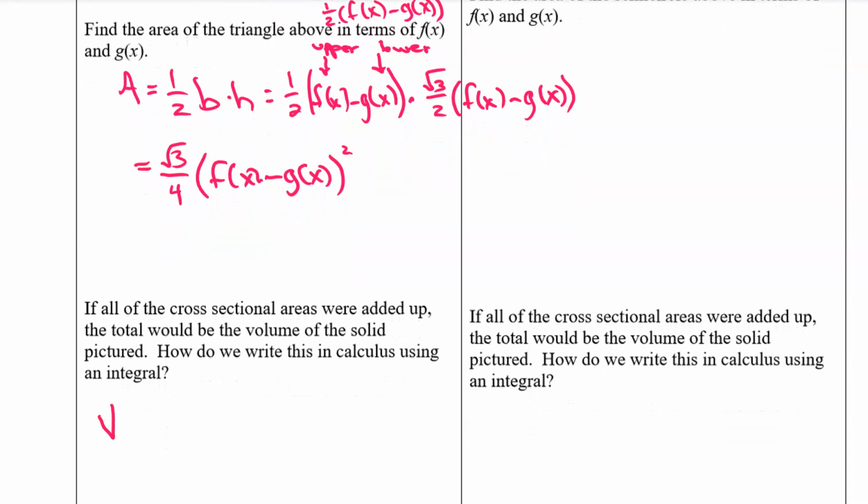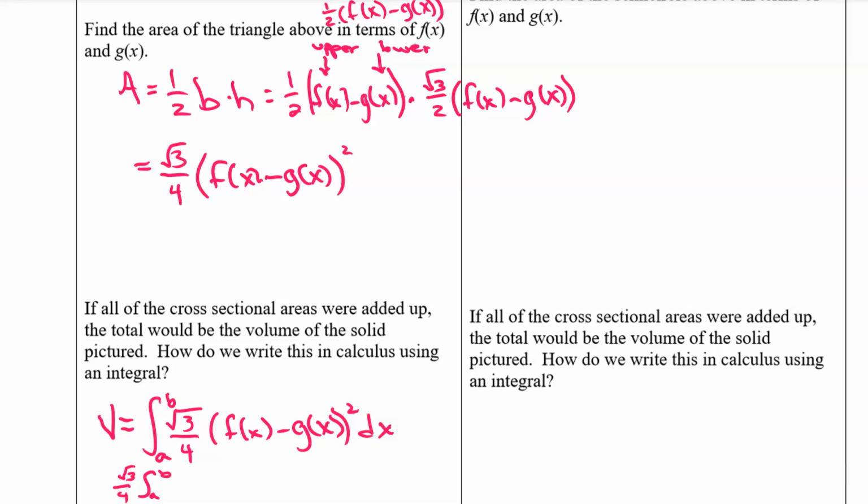Then our volume is going to be all those areas added together, so from A to B, right? We've got the constant square root 3 over 4, so we can write that on the inside initially, but we're going to take that out in just a moment. The difference between our curves, dx. So we can take out that constant square root 3 over 4. We're looking at A to B of the difference between the curves squared.